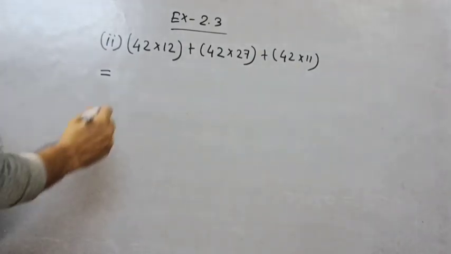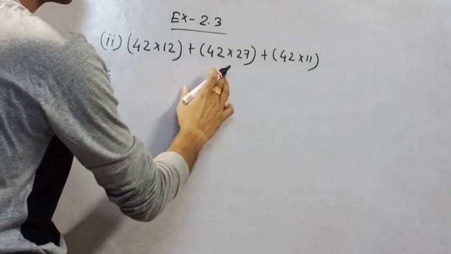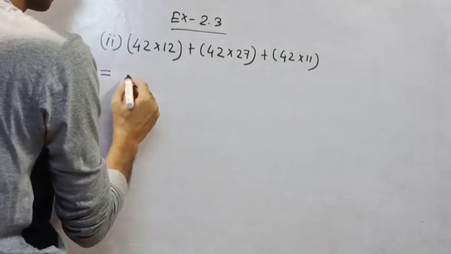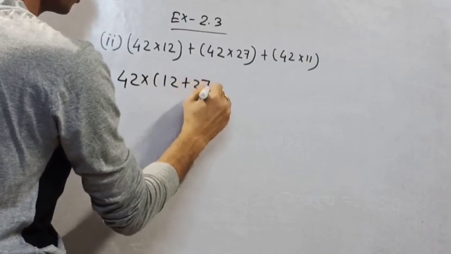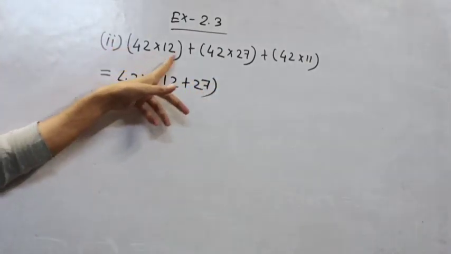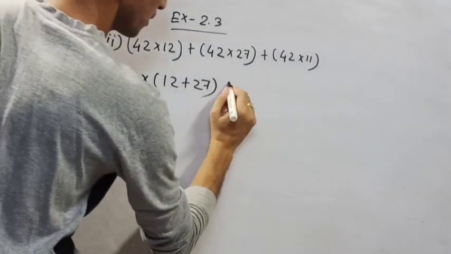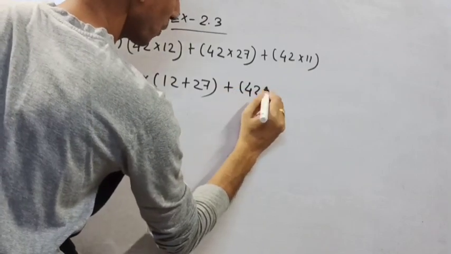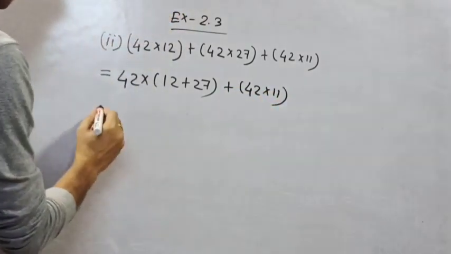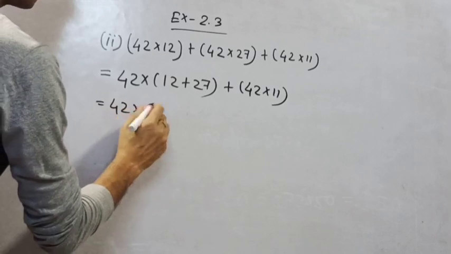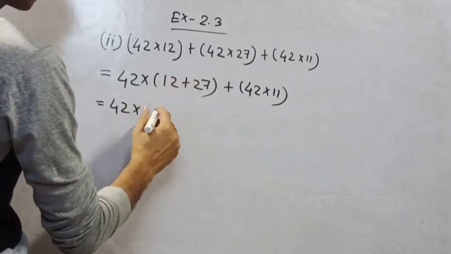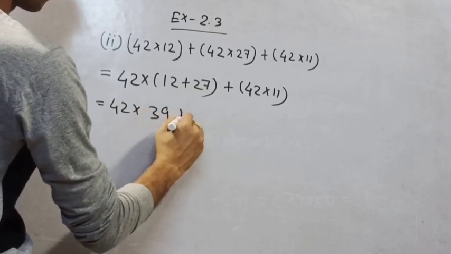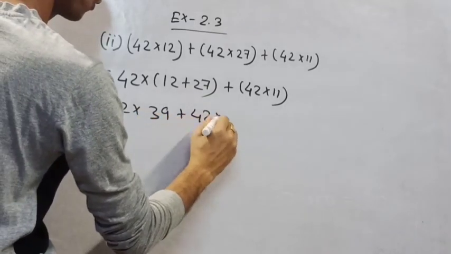So number 2, now 42 into 12 plus 42 into 27 plus 42 into 11. So here 42 into 12 plus 27, A into B plus A into C. Then this one remains same, 42 into 11. Now here 42 into A, 12 plus 27, 39 plus 42 into 11.